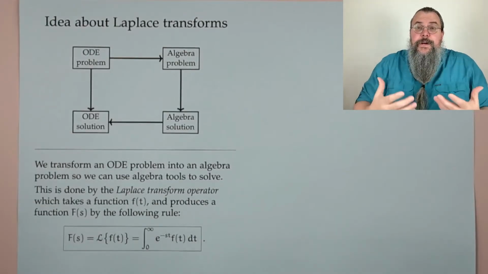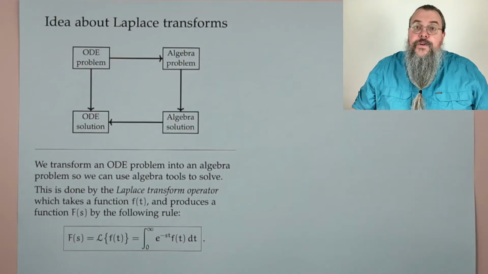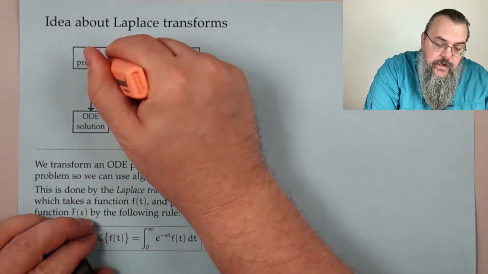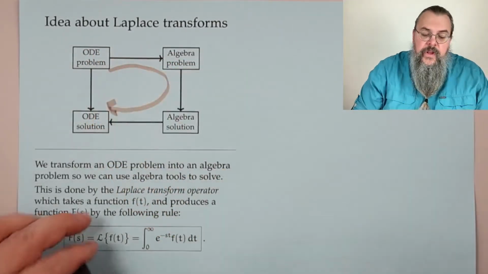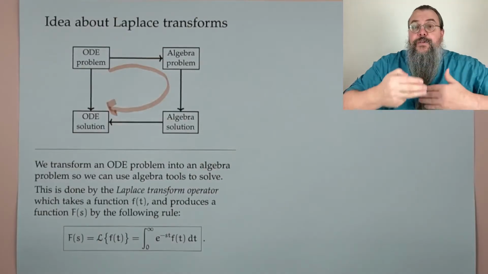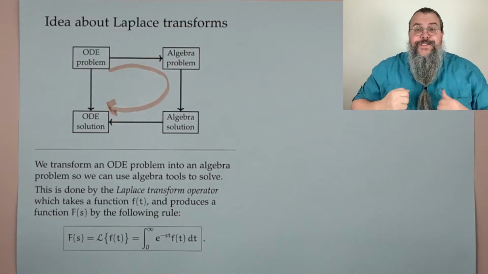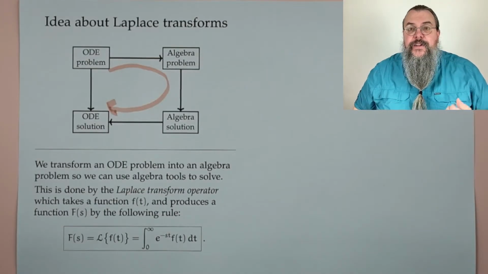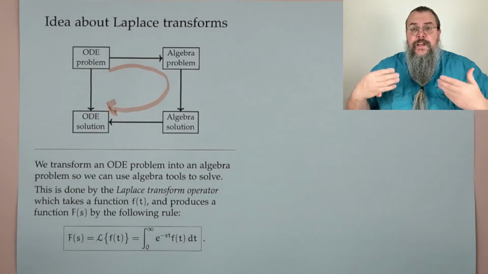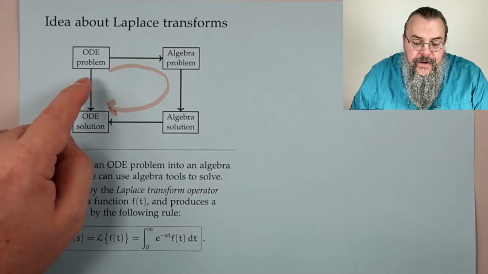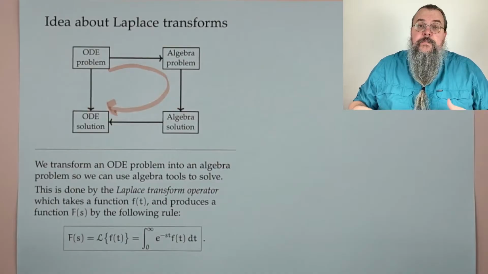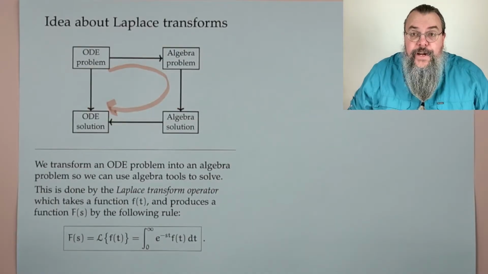Well, how do we do it? What we'll do is we'll turn it into an algebra problem. So in other words, instead of going directly, we're going to go around. We take our differential equation problem, turn it into an algebra problem, use our wonderful honed skills in solving algebra problems to solve that, and then finally get back to the solution that we're after. So the question is, how do we turn our differential equation problem into an algebra problem? This is done by something that we're going to call the Laplace transform.